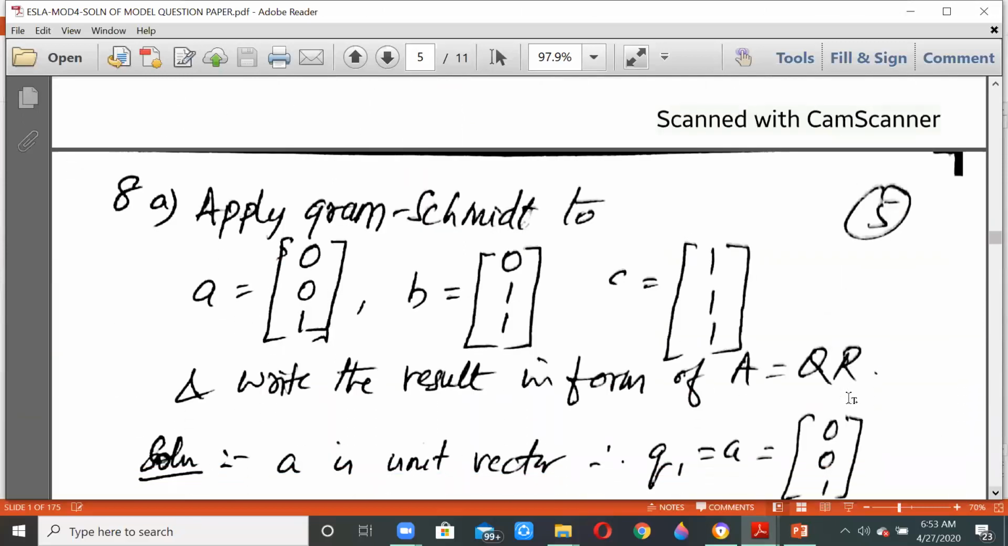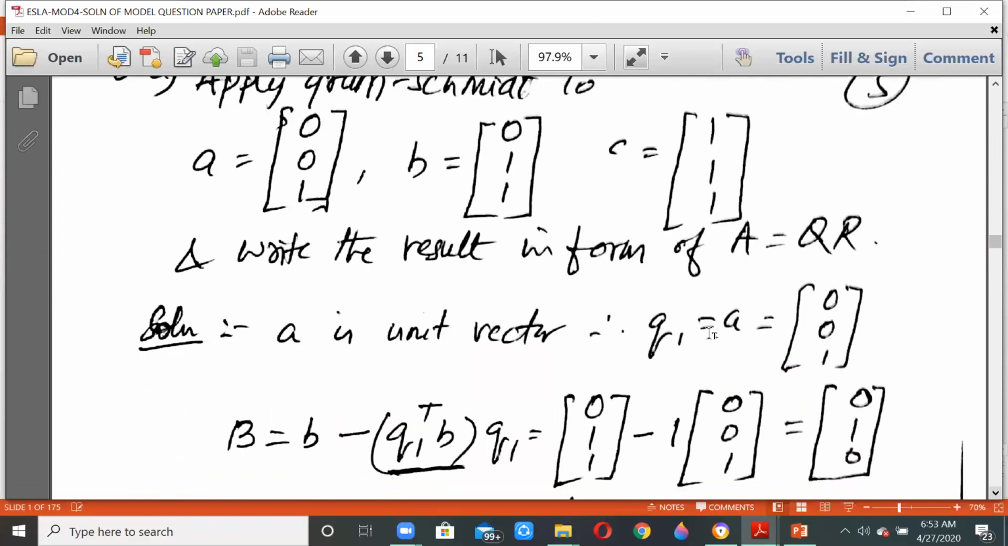Then the 8th A is apply the Gram-Schmidt to a equal to 0, 0, 1, b equal to 0, 1, 1, c equal to 1, 1, 1. And write the result in the form of A equal to QR. So a, you can see that it's a unit vector. So therefore Q1 is equal to a itself. If it is not a unit vector, then Q1 will be a divided by the length of a. Then we need to find capital B, small b minus Q1 transpose b, Q1.